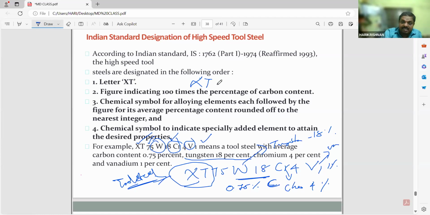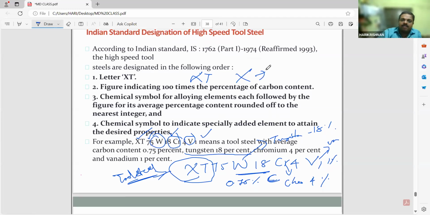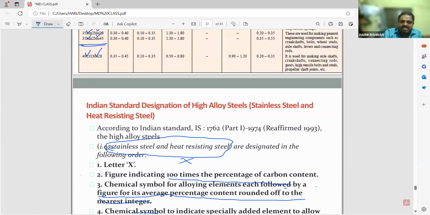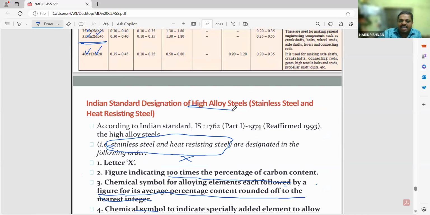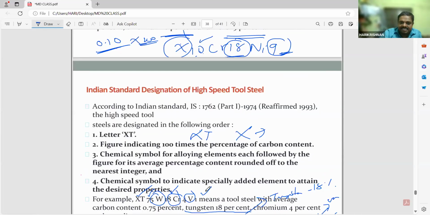Okay, so remember that if it is X, what is that? X is high alloy steel. If it is X, it is high alloy steel, and XT means tool steel. Okay, high speed tool steel. You have to understand that. Okay, if it is X, high alloy steel, if it is XT, high speed tool steel. Okay, this is how they both are designated. Okay, I think the concept is clear.